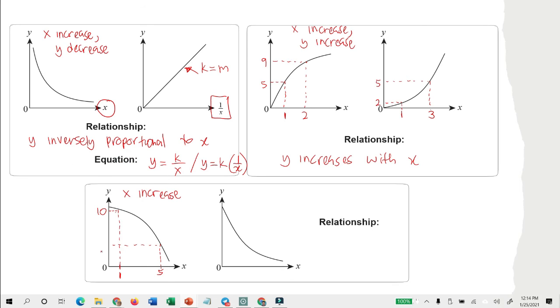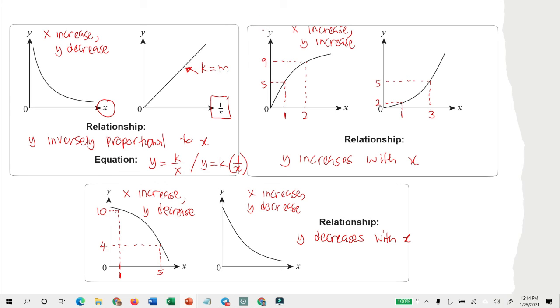So here maybe it's like 4. So when x increases from 1 to 5, what happened is y decreases from 10 to 4. So y decreases. The same thing applies to the second graph. Y decreases, but the rate of the reduction is actually not the same. The relationship is y decreases with x.